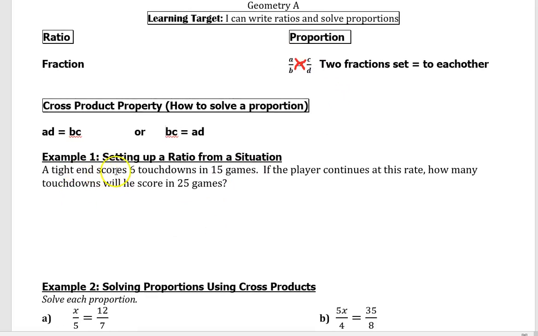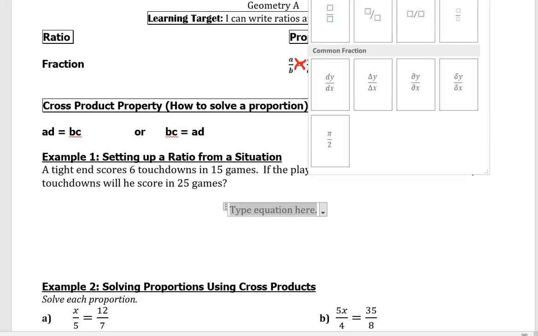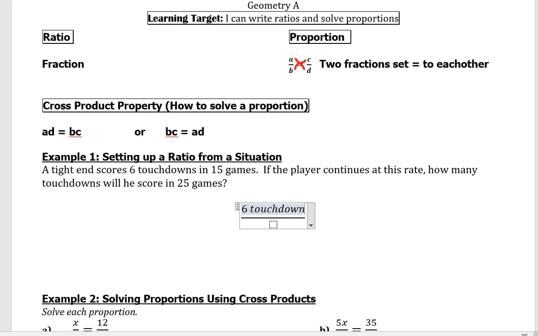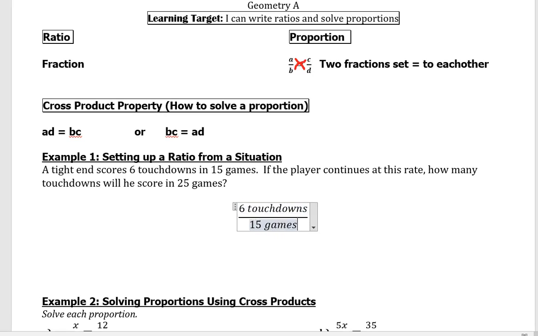The first example says a tight end scores 6 touchdowns in 15 games. If the player continues at this rate, how many touchdowns will he score in 25 games? Okay, there's multiple ways to set this guy up here. So I'm just going to start and set up a little proportion. So he's going to make 6 touchdowns, and he does that in 15 games.